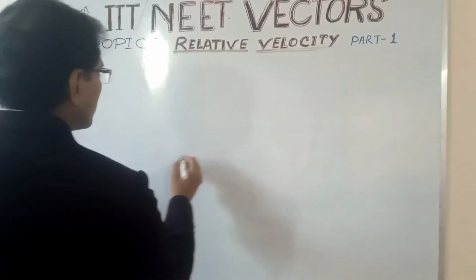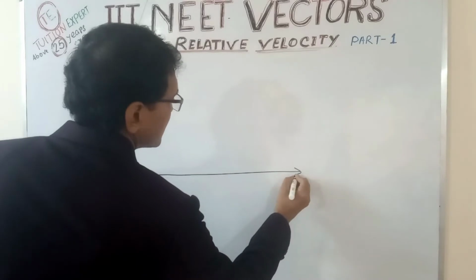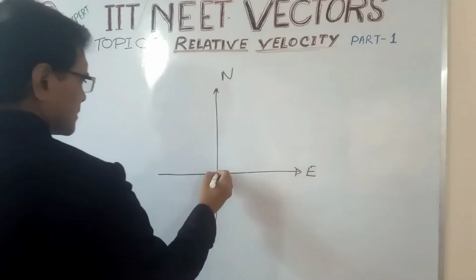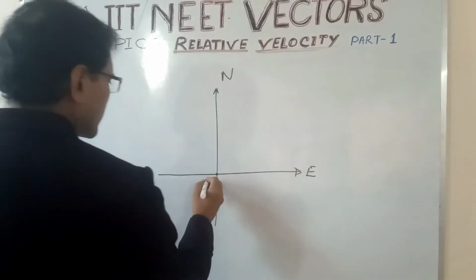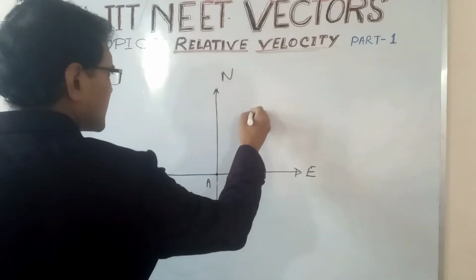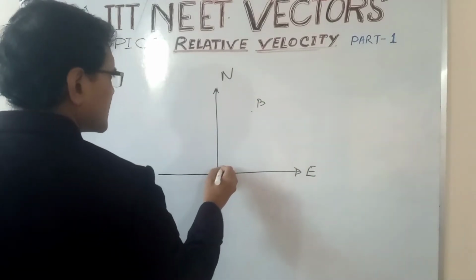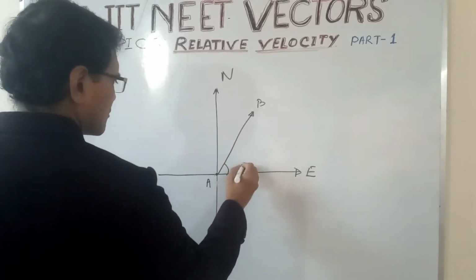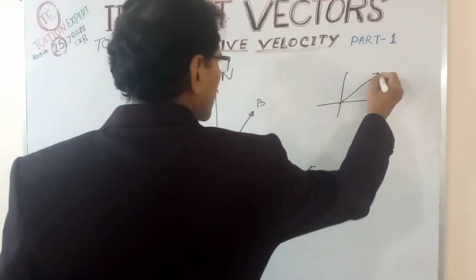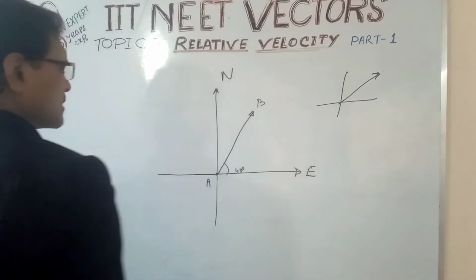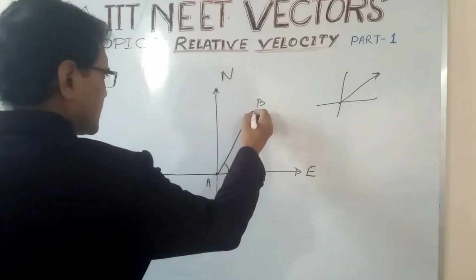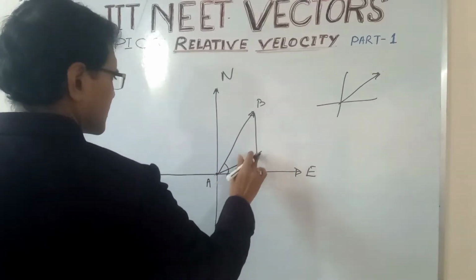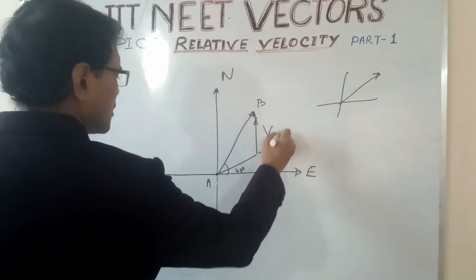To solve that problem, we need a diagram. Suppose this is east, this is north. The aeroplane starts from the point A and he wishes to move to the point B along the northeast direction. That is, direction will be 45 degree. We know north east direction is 45 degree with east direction, and wind is blowing with this. So actually this is VW.